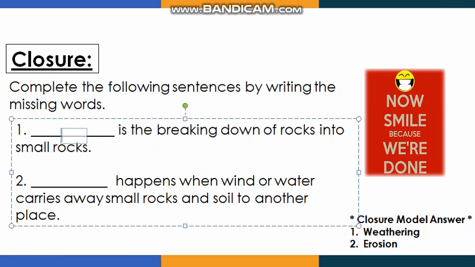So the answer is weathering. Okay, and over here the answer is erosion. Can you help me to write? Yes. E-R-O-S-I-O-N. Well done. So, one more time. Weathering is the breaking down of rocks into smaller rocks or smaller pieces, and erosion happens when wind or water carries away small rocks and soil to another place.